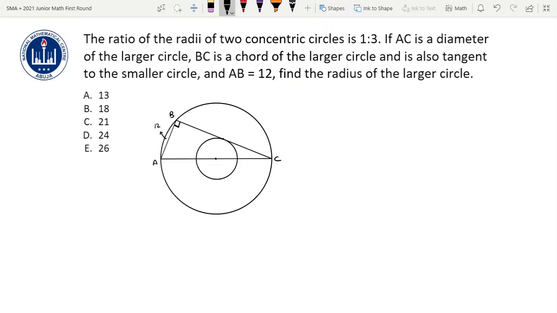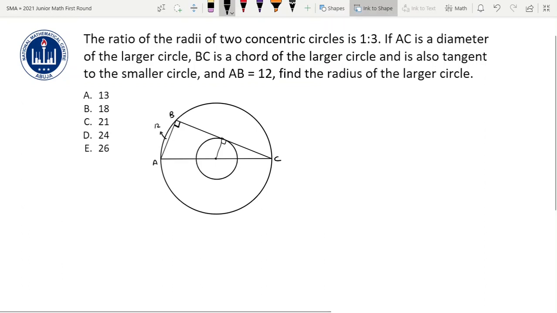Then also we're told that BC is tangent to this smaller circle. And since BC is tangent to that smaller circle, the line from the center of this smaller circle to that point of tangency, that's this line here. Let me draw that a bit more carefully. It's going to be perpendicular to that tangent line. So that's the second thing that we'll have here.